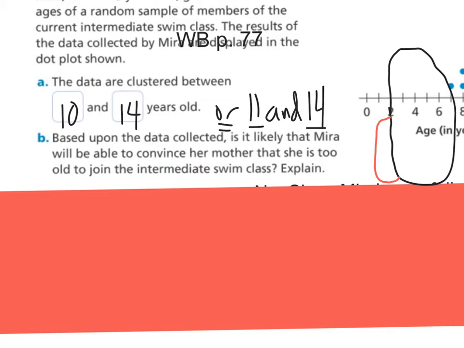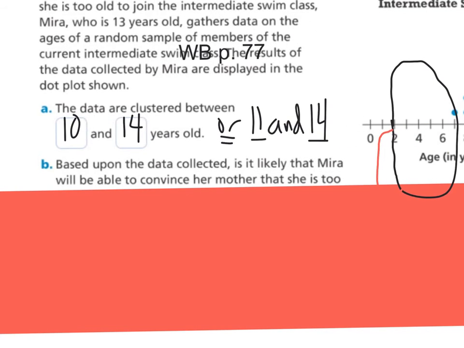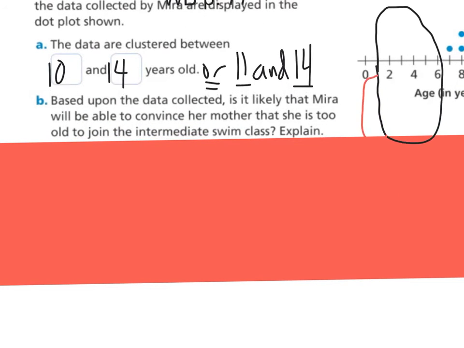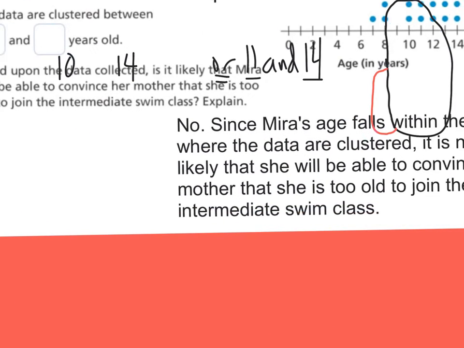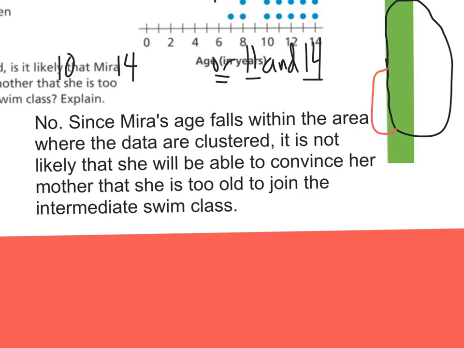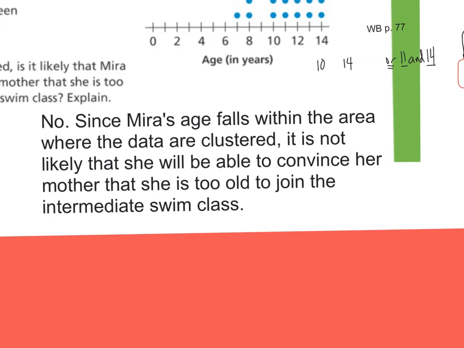So Mira is 13 years old. Based on the data collected, is it likely Mira will be able to convince her mother she is too old to join the intermediate swim class? The answer here we probably would say would be no. Mira's age falls within the area where the data are clustered. Okay, we've got quite a few 13-year-olds here, and we've got some 14-year-olds even. So it's not likely she's going to convince her mother she's too old to join the intermediate swim class.